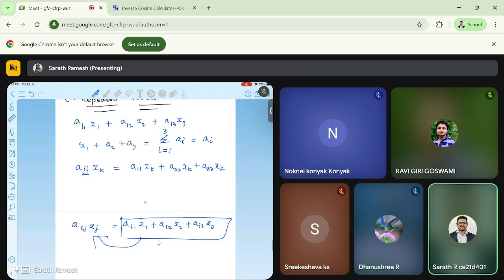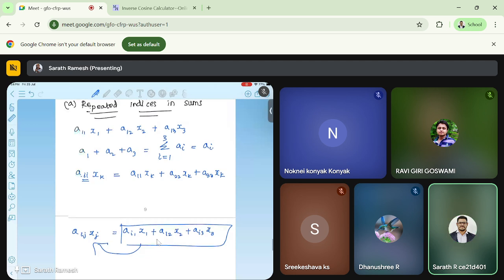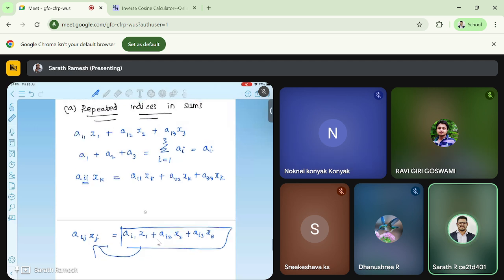Free index, what do we mean by free index and what do we mean by dummy index, because it's important in indicial notation.